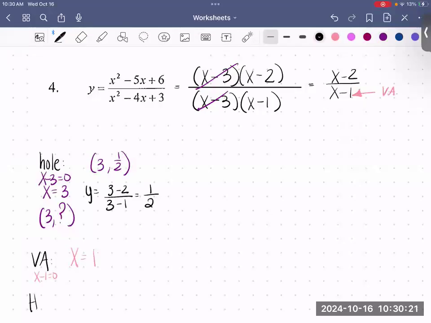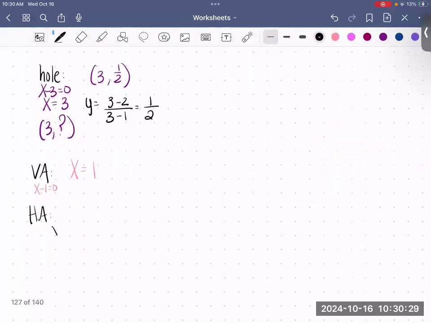Your horizontal asymptote is coming from the degrees of these two. So we have x squared over x squared. So we have the degree down below matching the degree above. So when they are the exact same, we take a look at their leading coefficients. Your leading coefficient here on both is equal to 1. So therefore, we have y is equal to 1.